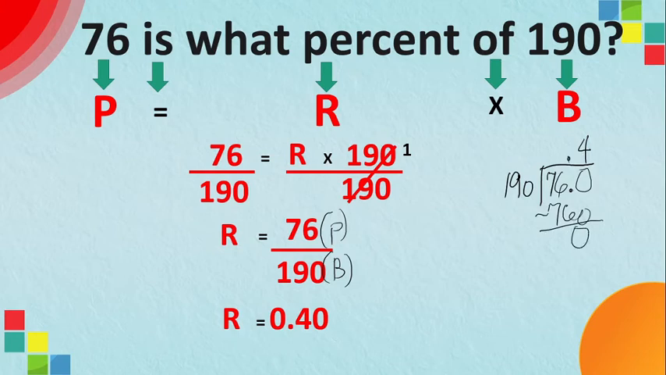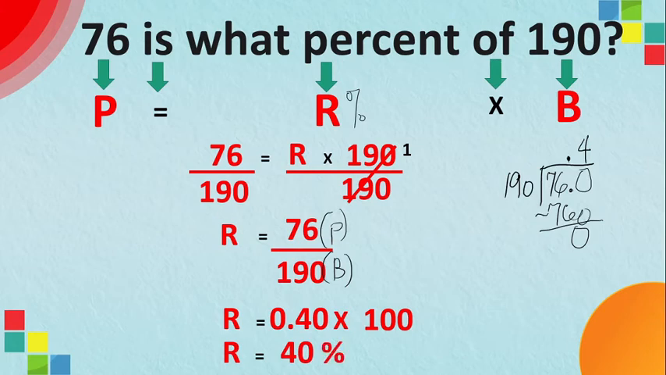So since we are looking for percent, we will be multiplying 0.40 by 100. So that will be our rate. R is equal to 40. Since rate is the missing element, as you can remember, rate is always expressed with a percent sign. So do not forget to write the percent sign or symbol.